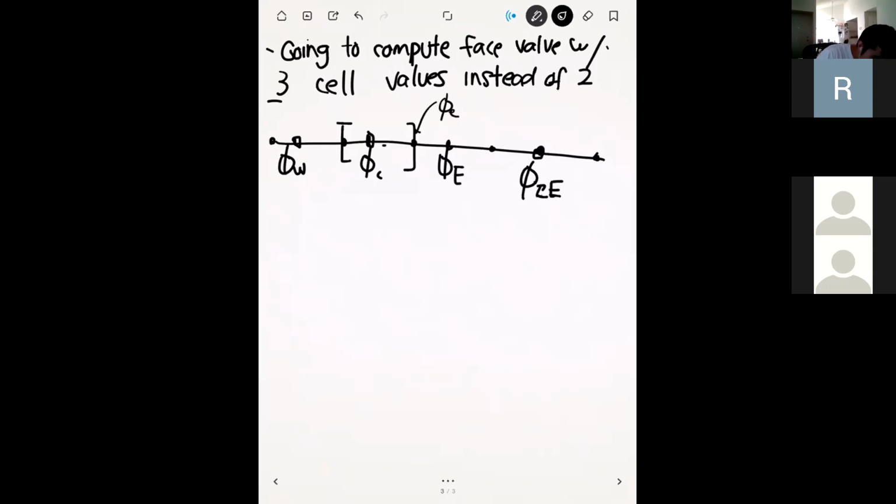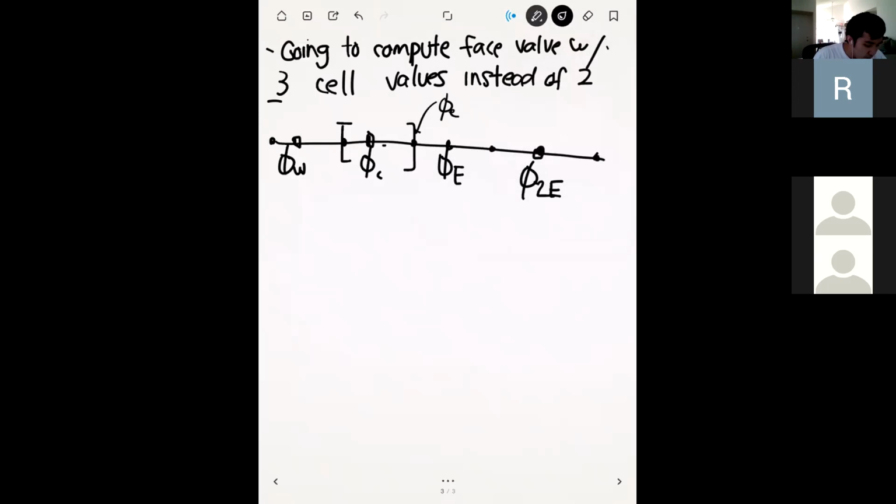So of course we have the neighbor on the east, on the right side. That's going to be phi sub e. We also have our neighbor on the left side, which is phi sub w. And then a newcomer here is going to be our neighbor that's 2 away on the east, which I'm going to call phi sub 2e. Okay.